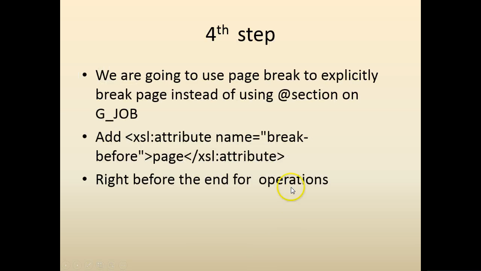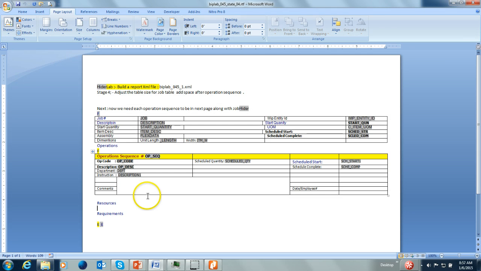Let's go to step 4. Instead of the add section for the job, we are going to explicitly break it using a page break. Before we go into adding the page break, I'm going to leave some space for resources and requirements. Those are the two boxes that we need. So I added some extra space to put the resources and requirements.